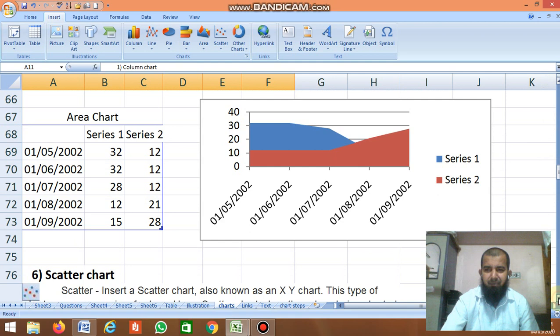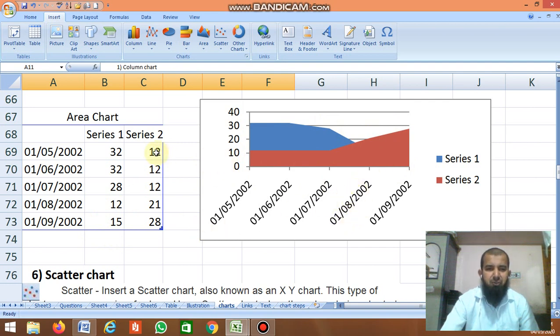Let's see here, for example, on 1/5/2002, what is series 1? This color indicates series 1, blue color. This is the 32 point. Next, on 1/6/2002, how much? 32 only, same. Next 28. Next, coming down, 12, here 12. Next 15. So clear, no?